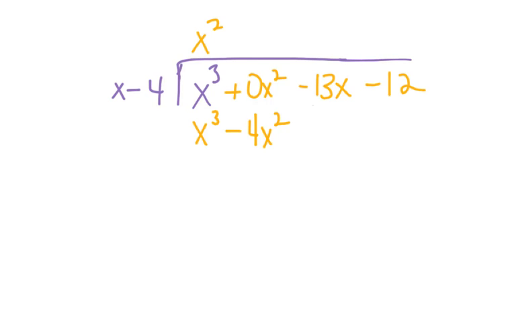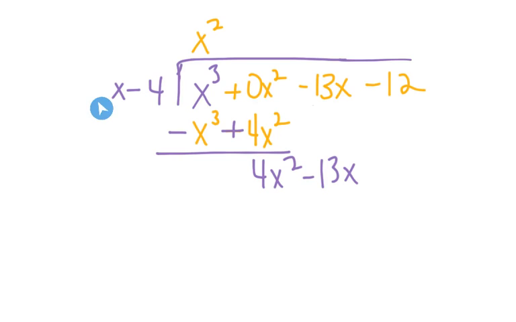Okay, so x squared times x is our x cubed. x squared times a negative 4 is negative 4x squared. We are subtracting, so we have a sign change. And this now becomes plus. Our x cubes cancel, and we have a positive 4x squared. Bring down that negative 13x. And let's start this again. So how do I get from x to 4x squared? Well, I have to multiply by a 4x.